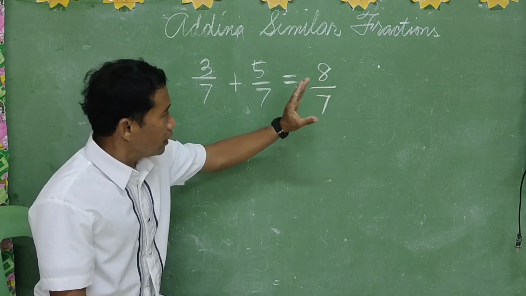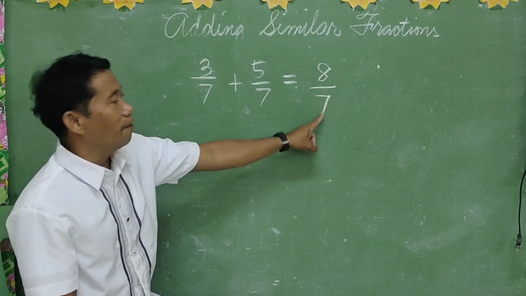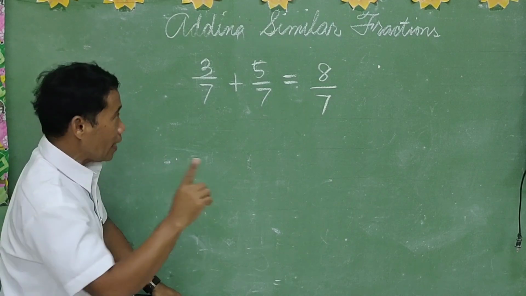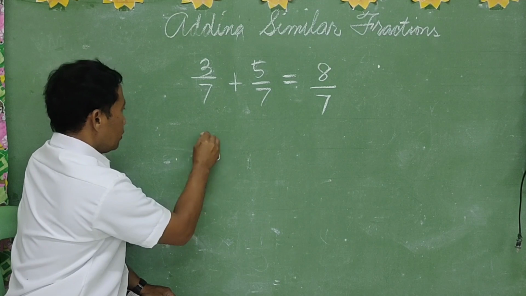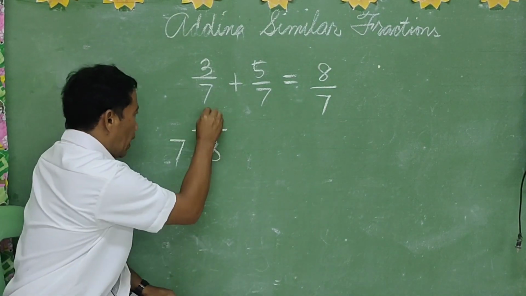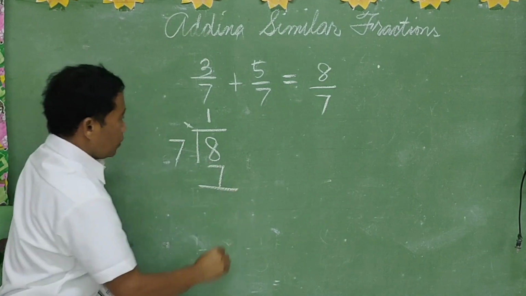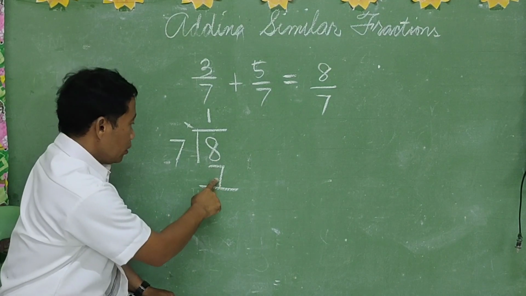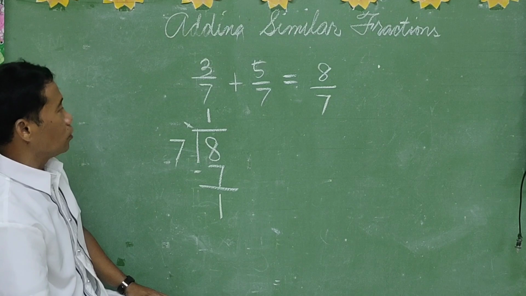Karon, og inani atong answer, unsa may buhaton nato nga dako man dire, gamay dire. We are going to divide 8 over 7. 8 divided by 7. So the answer is 1. 1 times 7 equals 7. 8 minus 7 equals 1. So anong gagawin natin dito?